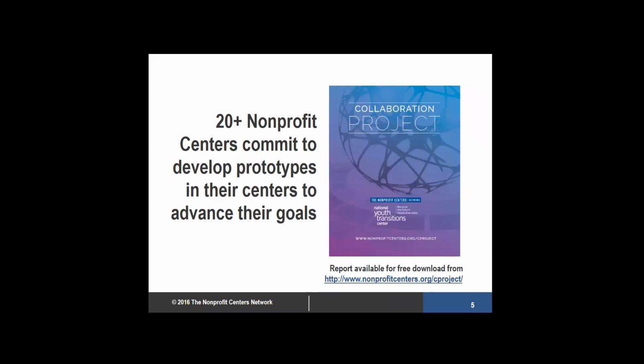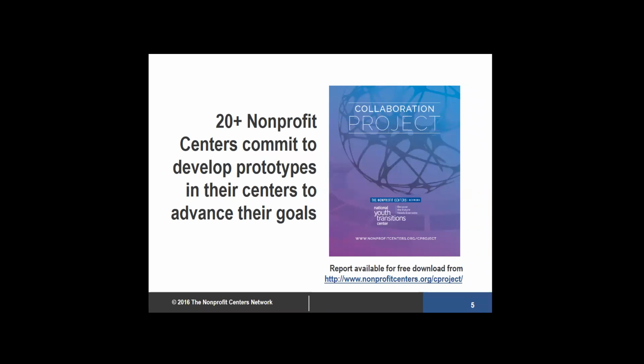So we started a peer learning project to start unpacking this. It was called the Collaboration Project. And in 2015, we had a cohort of about 20 nonprofit centers, 20 to 25, that all committed to this idea that comes from design thinking about rapid prototyping. We wanted them to try something different in their centers. We knew that the status quo wasn't getting us where we wanted to be. So let's try something different, anything different.